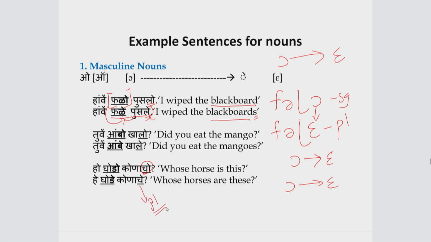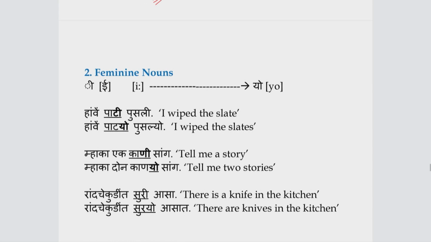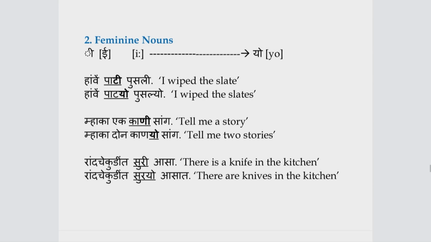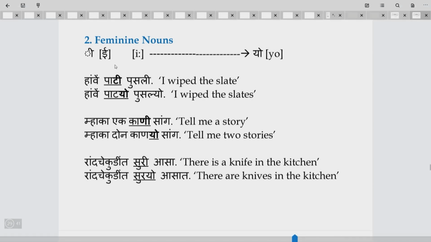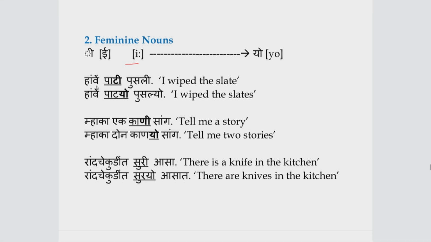So we know that the most common pattern for masculine is O, which becomes A in the plural. The most common ending of feminine nouns is E, which becomes yo in the plural. For example, have patti pusli, I wiped the slate. Patti ends with E, which is a feminine noun. In the plural, it becomes yo. For example, have pattyo puslyo, I wiped the slates.